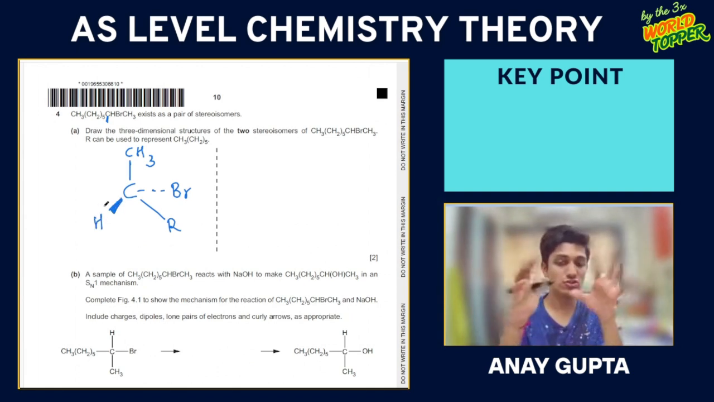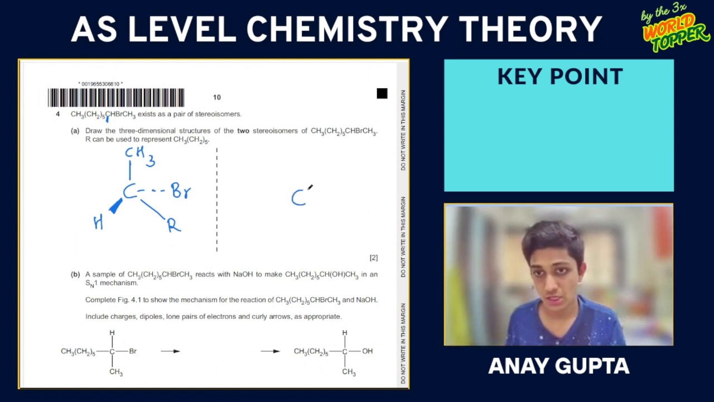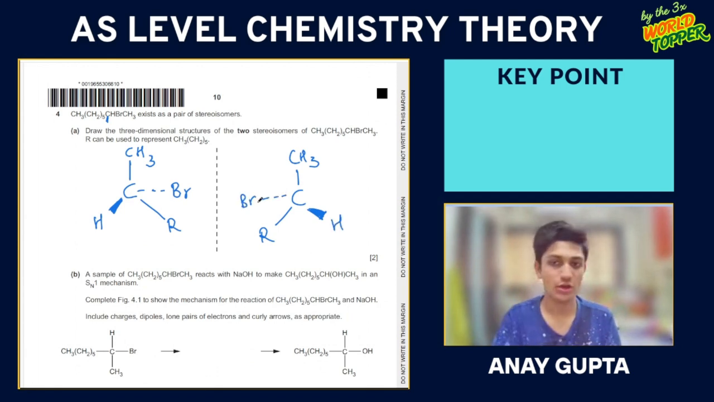This is one structure, and then the other structure will be exactly the mirror image of the structure we drew over here. So this will be CH3. R will be this side, H will be this side, and you will have Br over here.